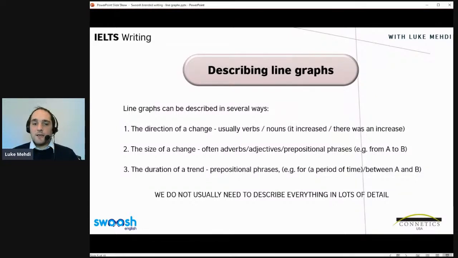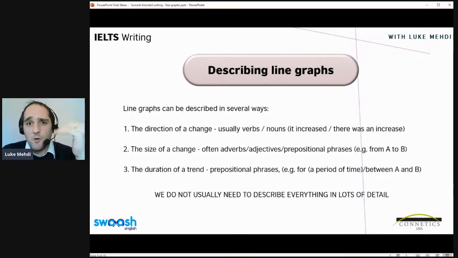Remember, when you're doing your task 1, you don't usually need to describe everything in lots of detail. If you do, you could limit your score quite badly. If you look at the task 1 band descriptors, under band 5, it says there is a tendency to focus on detail. And lots of students have this problem with their line graphs. They just give too much. If you're writing 250 words in a line graph, you are probably focusing too much on detail.